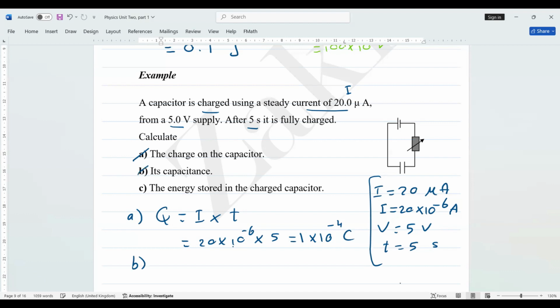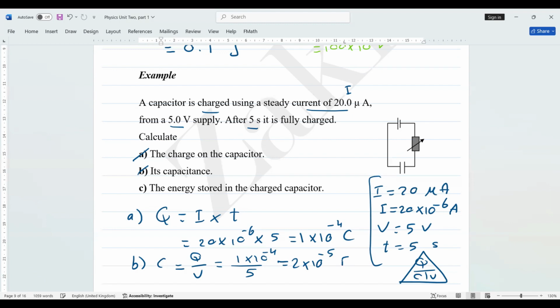Now, the second part is capacitance. We need C. Then we have the formula Q equals CV, so C equals Q over V. Q is 1 multiply 10 power negative 4 divided by V. V is 5, so divided by 5. So the answer is 2 times 10 power negative 5, the capacitance in farad.